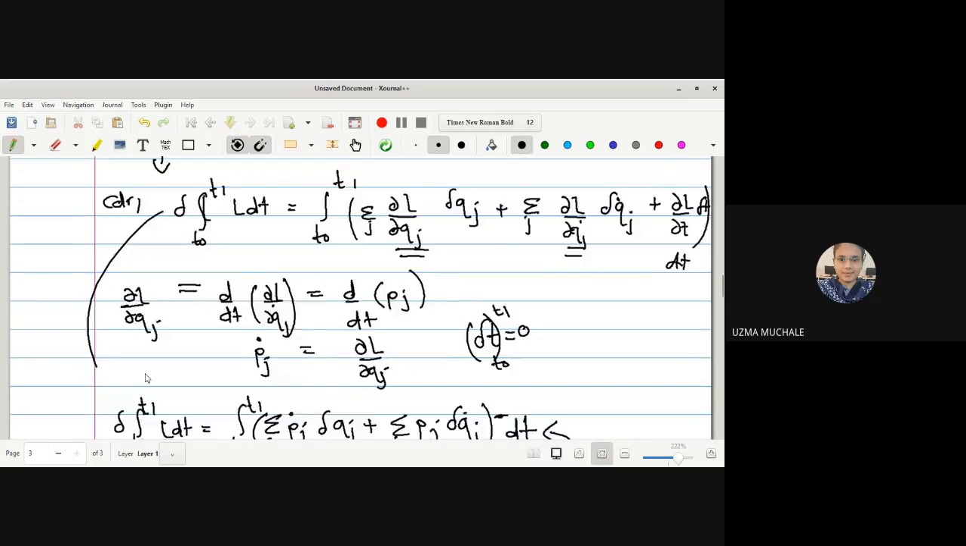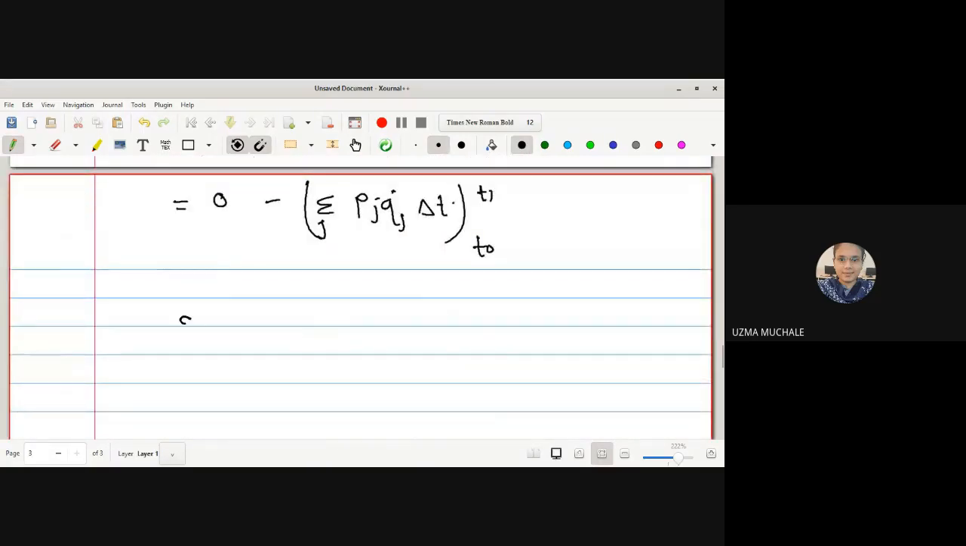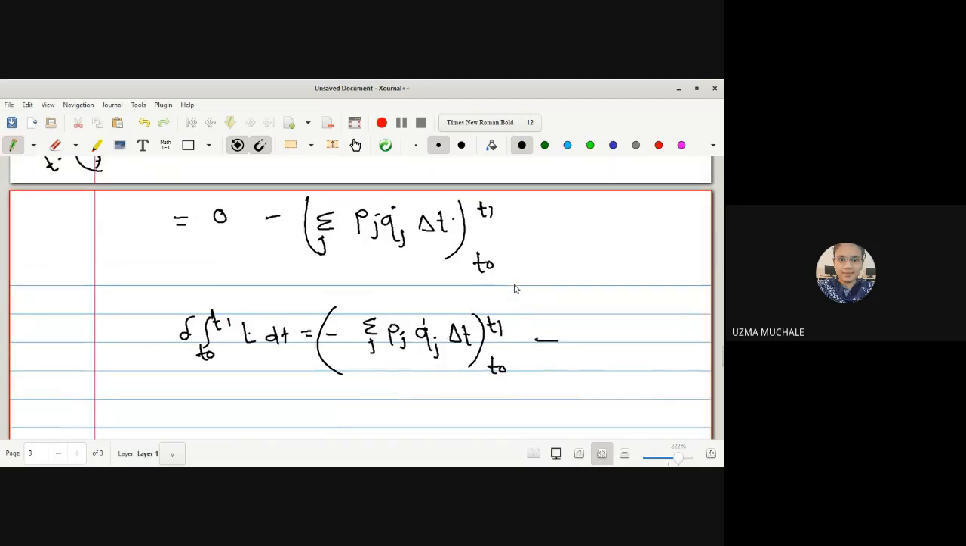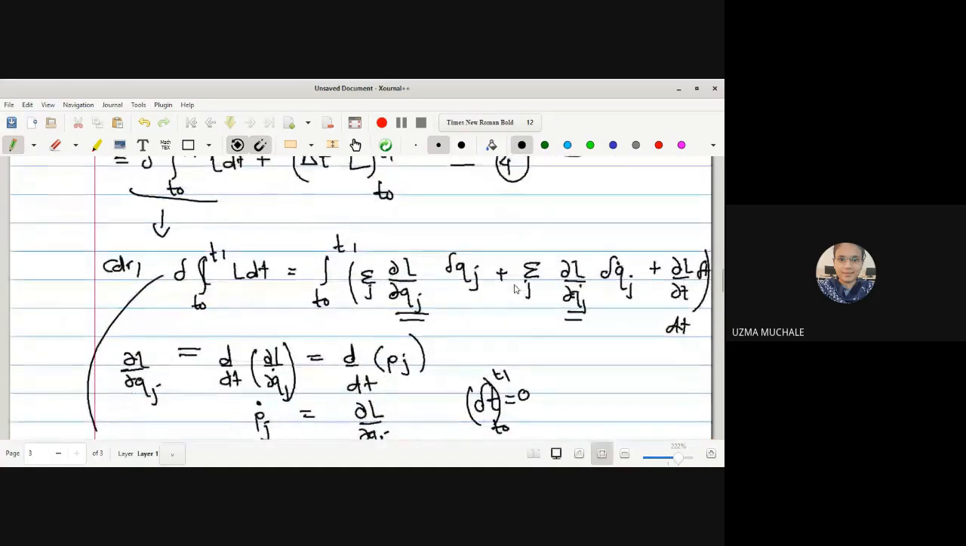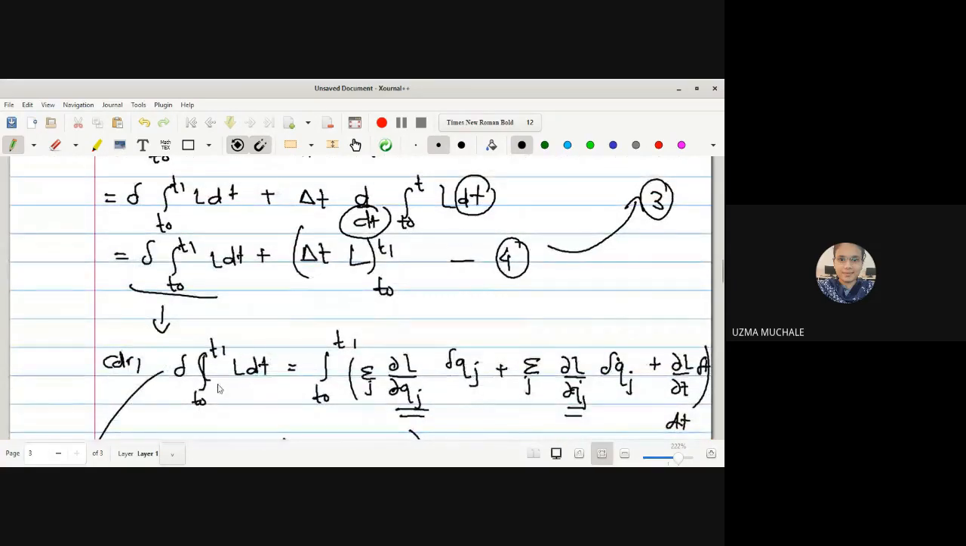small delta, right? Delta integration t naught to t1 L dt, we have got it is minus of summation over j Pj qj dot into delta t within the limit t naught to t1, right? This value we have obtained. Now let me name it as the next number. We have solved this equation. So from equation 4, the first term we have solved.